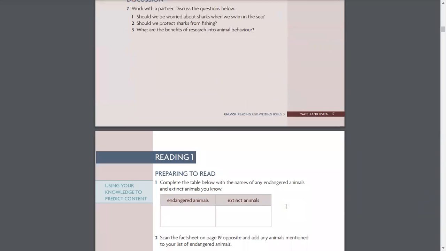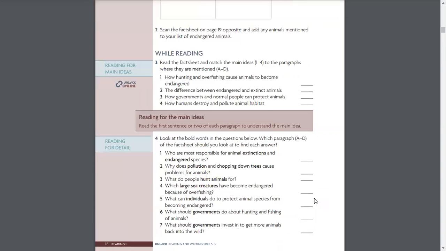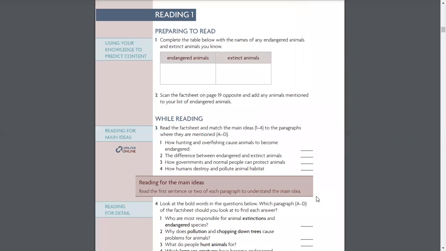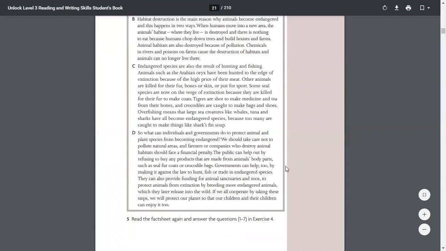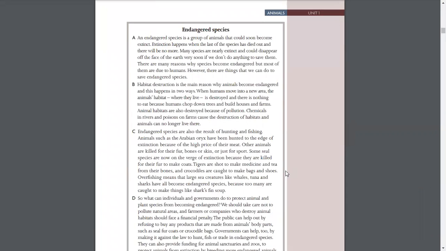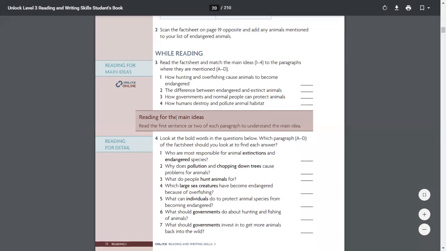So, moving to reading, before you read, I would like you to open your books on page number 18. First of all, you'll need to complete the table of the endangered and extinct animal types you know. If you don't know any of them, look at page number 19, where we have a big text about endangered species. You may complete your table based on this text. After that, I would like you to read the text again and complete exercise number 3.